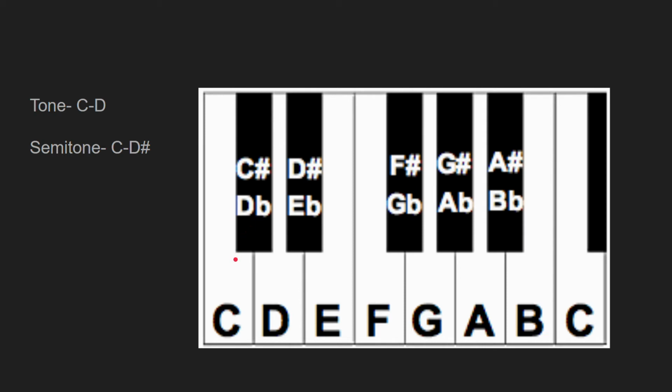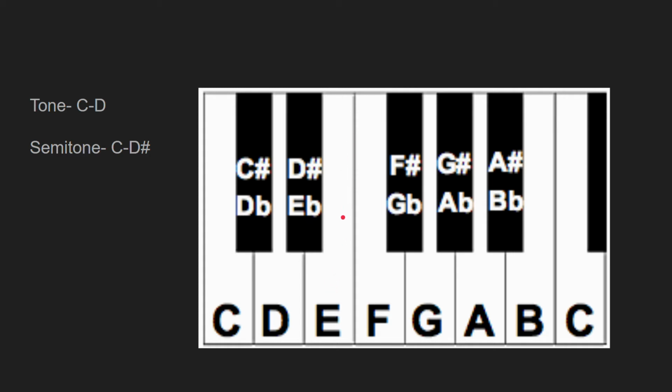So if you look here, this is the C note. The next note, the black note that follows it, is called C sharp or D flat. C sharp because it's a little sharper than C, and D flat because it's a little flatter or lower than D. Same thing for this note. The D sharp is a little sharper than D, and E flat is a little flatter than, sorry, E.